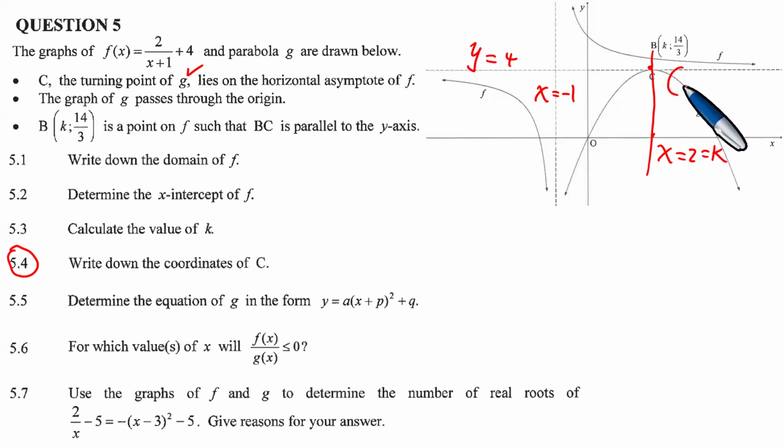With this mentioned, we are able to state the coordinates of the point C. The x coordinate will clearly be 2, and the y coordinate is clearly 4. So the coordinates of C are (2, 4). This is the answer. So we found the coordinates of C.